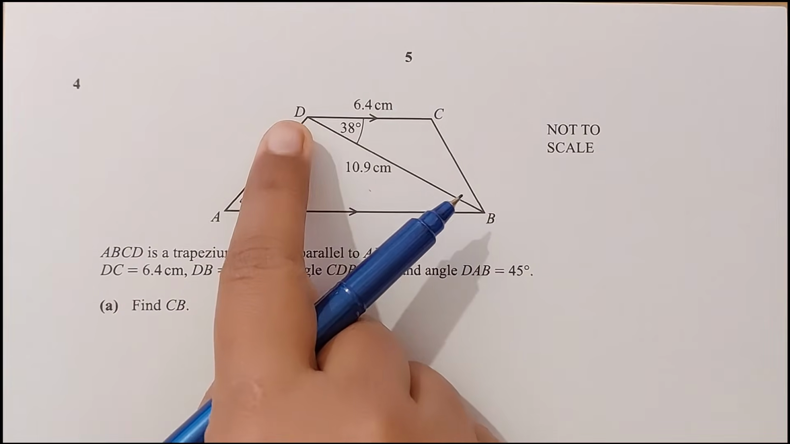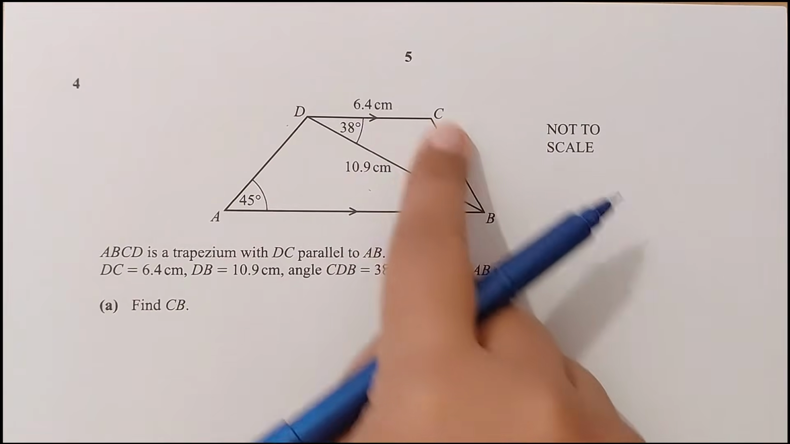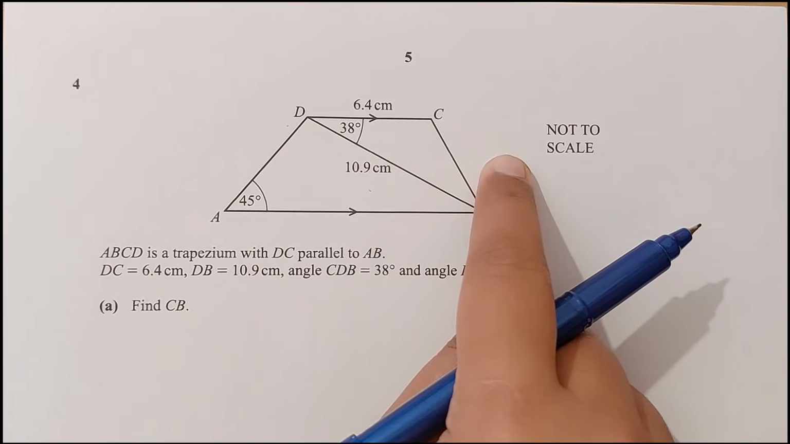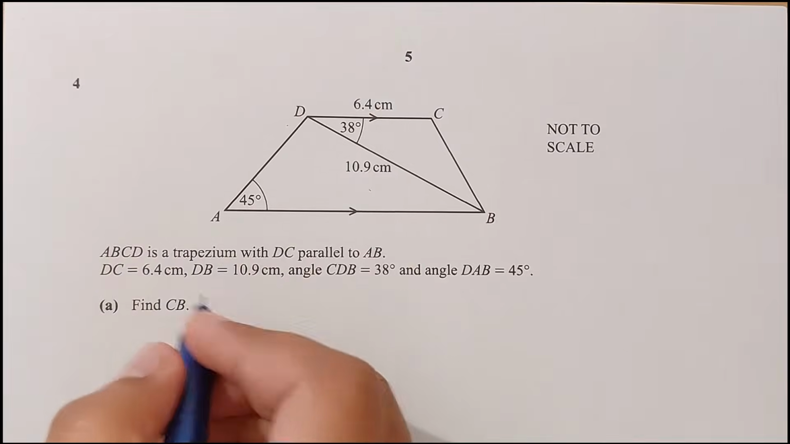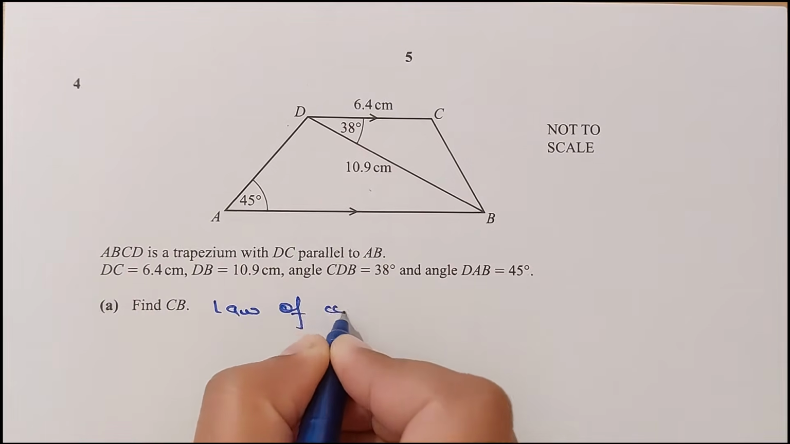Okay, so if I consider this triangle DCB, BCD, this triangle, right? So we have two sides and one angle. We need to find the third side, so we have to apply the law of cosines here, right, to find CB. Law of cosines.